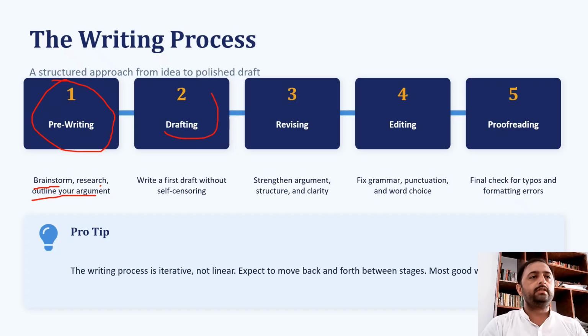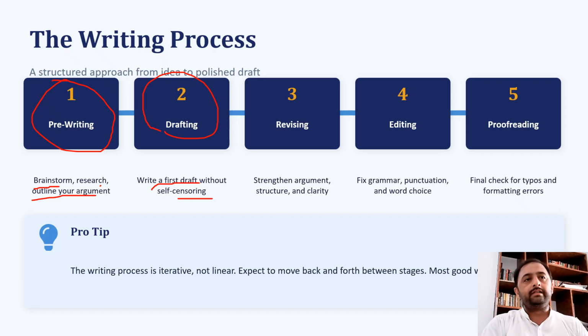The next process is drafting. Once you have brainstormed, researched, and outlined your argument, then you have to write your first draft without self-censoring. You don't have to check yourself every time whether you are writing good or bad, formally or informally, with grammar mistakes or clearly. So it's not your concern. You have to put everything on your paper, whatever comes into your mind.